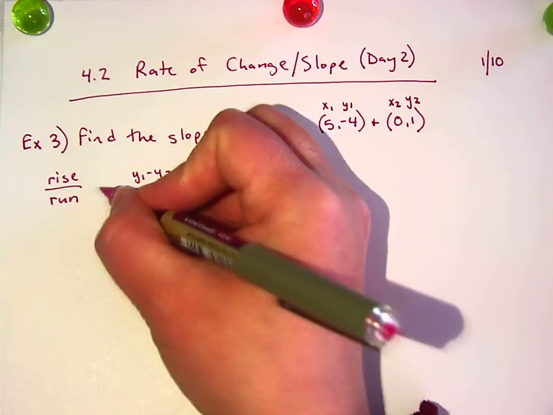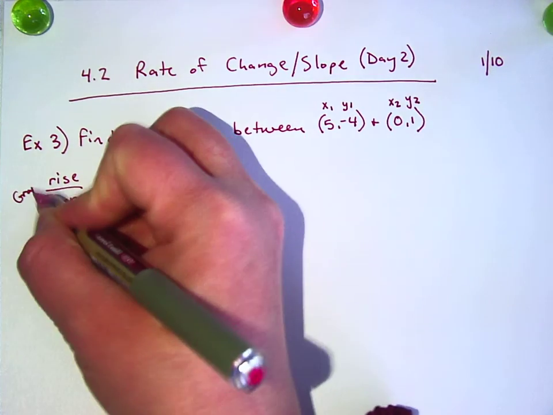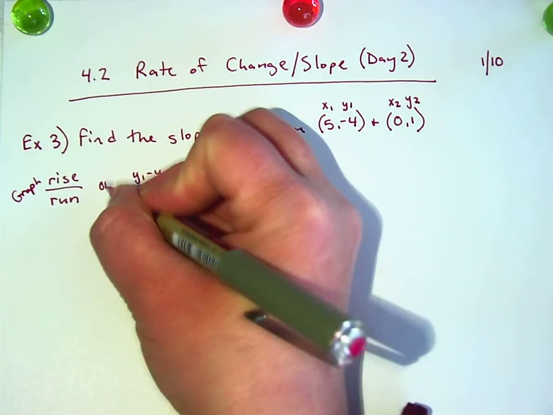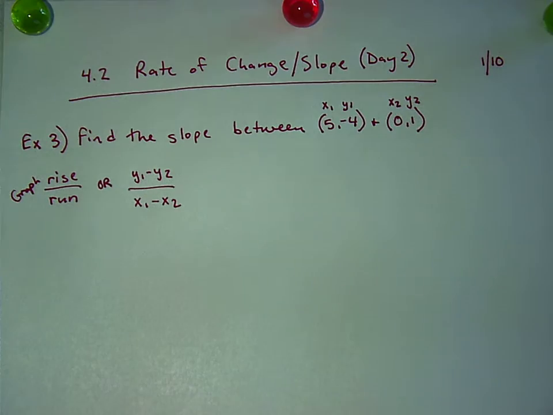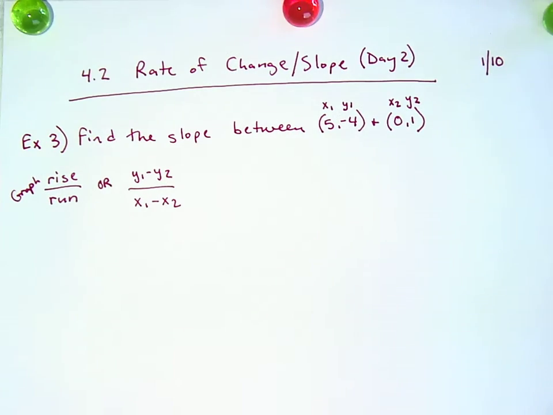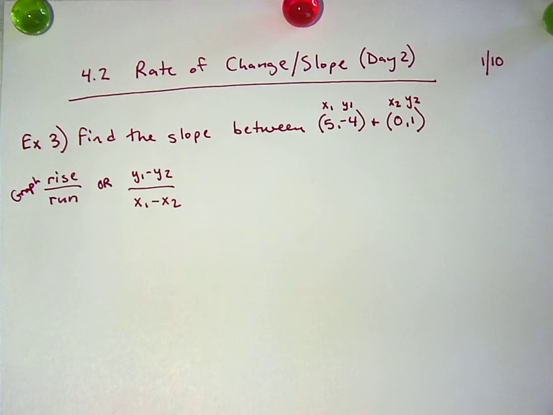I don't care if you graph it and figure out the rise over the run, or you do y1 minus y2 over x1 minus x2, but everybody's trying this right now. If you need a calculator to help you out with those negatives, go grab one. Do not just sit there.